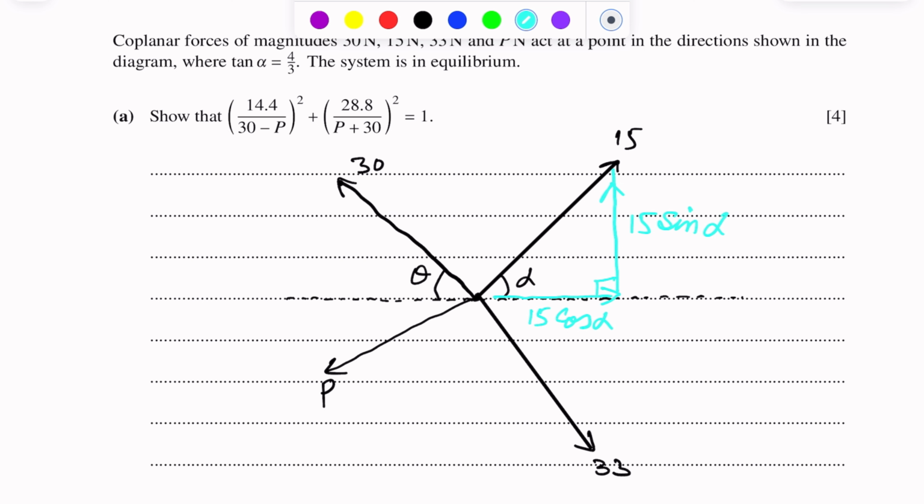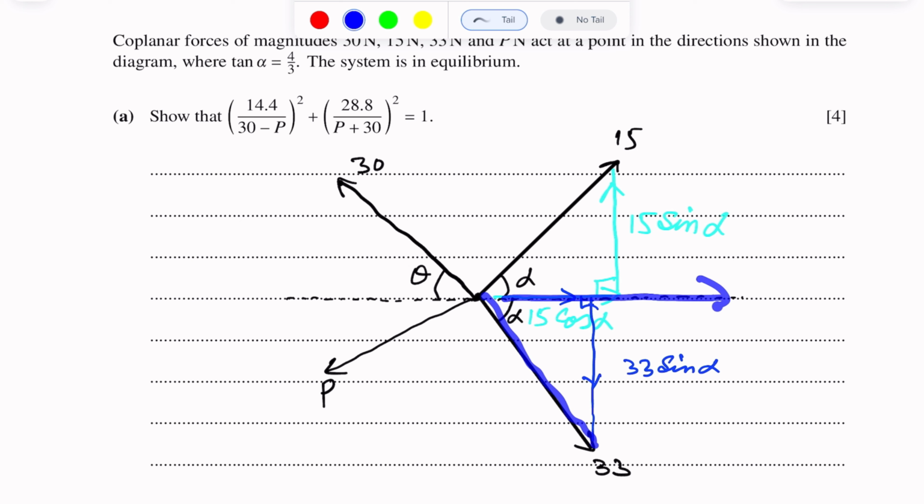Now we resolve this force, 33 Newton. This angle is alpha. So this component will be 33 sin alpha, and the other component of this force will be 33 cos alpha.